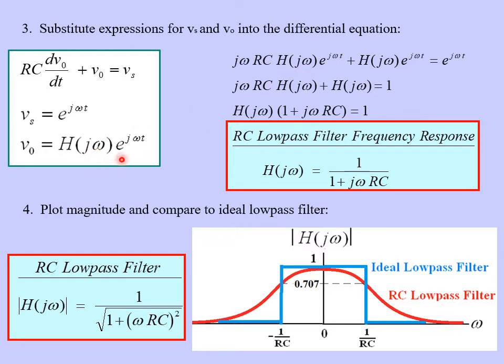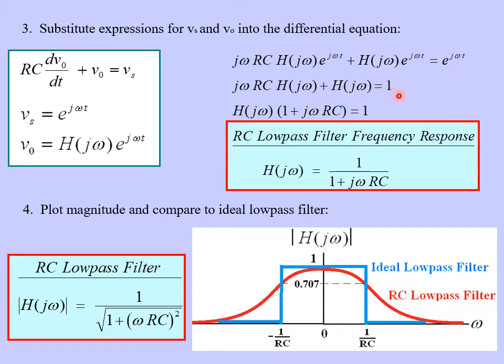And then, of course, when we take the derivative of e to the j omega t, like I said, we get the j omega out in front, and we still have the e to the j omega t. The second term here, V out, we're just going to rewrite this, H times e to the j omega t, and then Vs on the right is just e to the j omega t. Okay, so at this point, notice we can simplify significantly. Every term has e to the j omega t, which is nice. We can just cancel those out, resulting in this equation here.